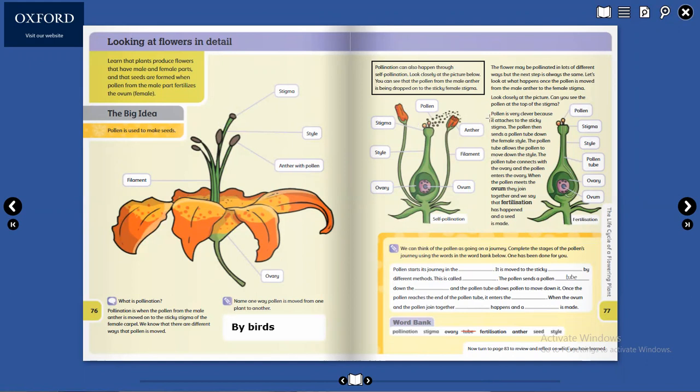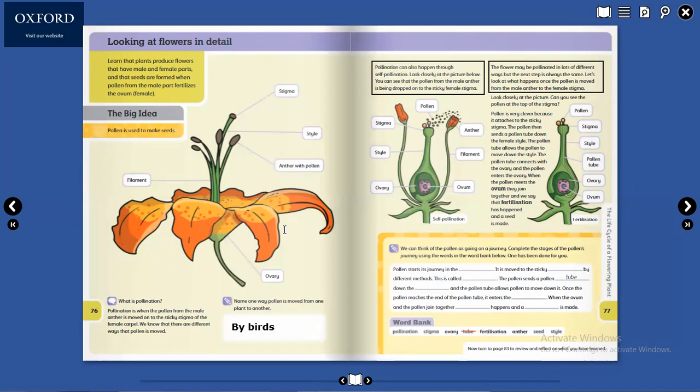Pollen, stigma, style, pollen tube, ovary, ovum. The flower may be pollinated in lots of different ways, but the next step is always the same.